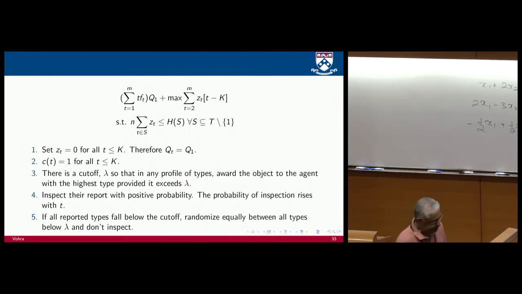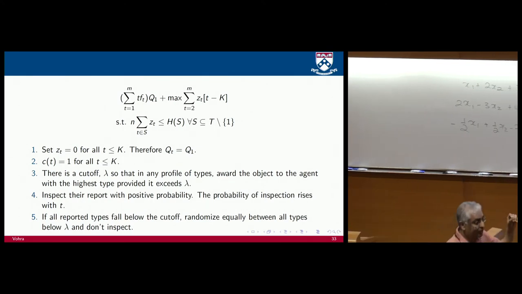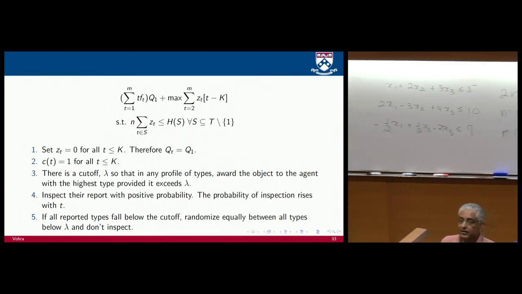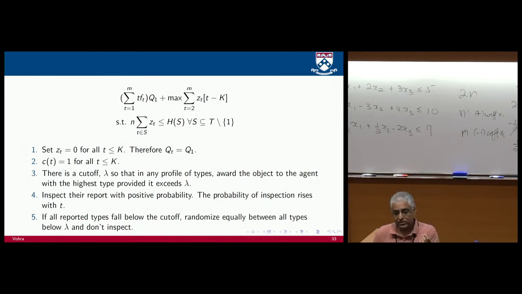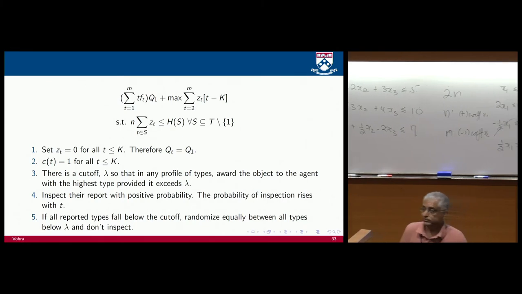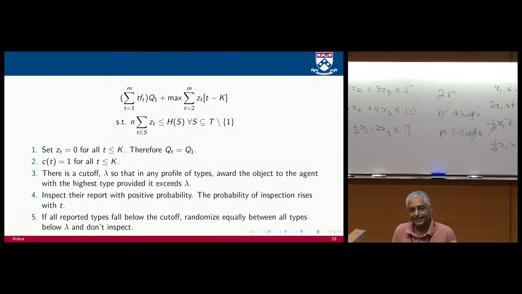Okay? Now, I did this for discrete types, and you might wonder, does this carry over to the continuum? And the answer is, in this case, yes. So the characterization of Border, Maskin, et al., the first published characterization, was for a continuum of types. And essentially what you do is, in the slides that I've shown you, wherever you see a summation, replace it with an integral. Okay? And everything goes through.